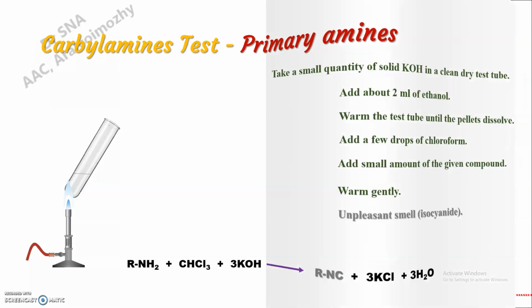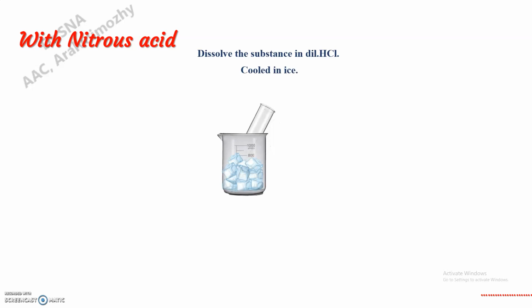So next, test with nitrous acid. So we have to dissolve the substance here in dilute hydrochloric acid, and we have to cool this in ice, because here our temperature requirement is very low, that is 0 to 5 degrees C. And to this cooled solution we have to now add a saturated solution of sodium nitrite, again in cold condition.